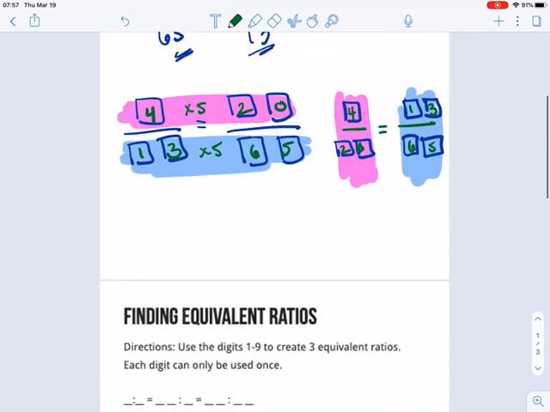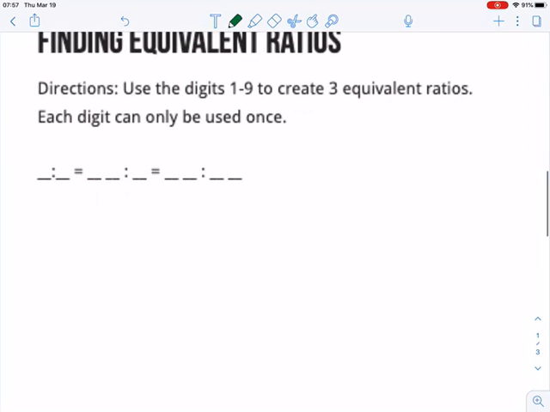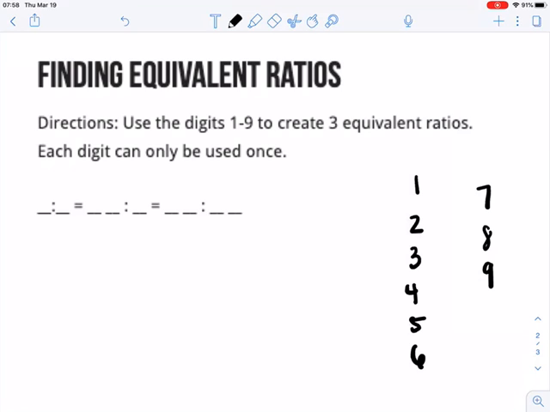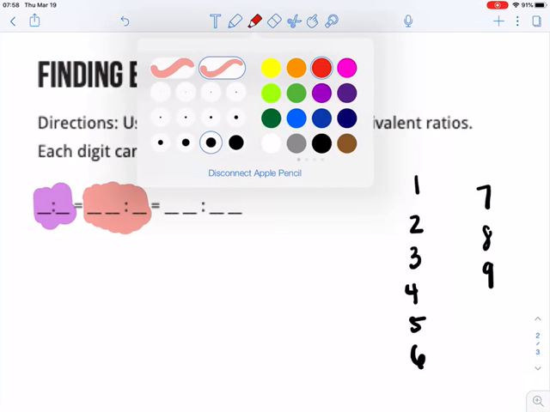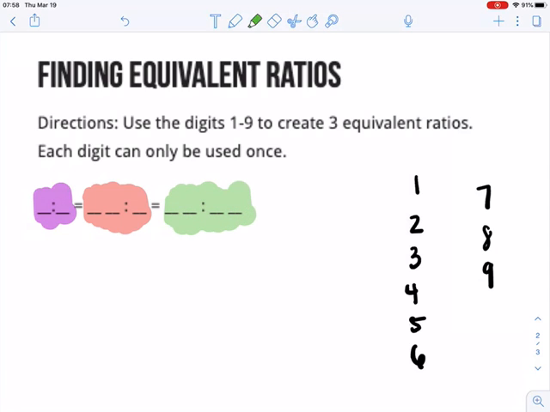But I'm going to pose your new question. Okay, same idea, directions, digits 1 through 9. Here are your options. 1, 2, 3, 4, 5, 6, 7, 8, and 9. 2-digit numbers. Multiple digit numbers. I have 3 sets of equivalent fractions or ratios. This ratio should be equal to this ratio, should be equal to this ratio over here. Okay, so you can use each of them only one time.